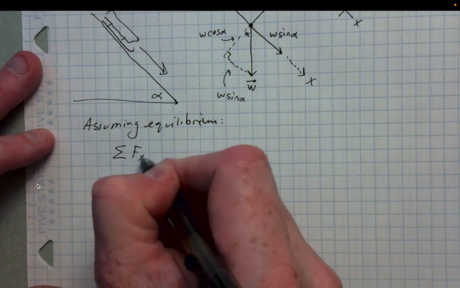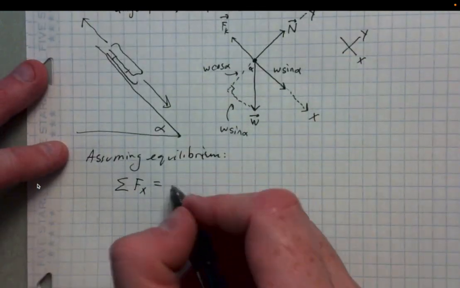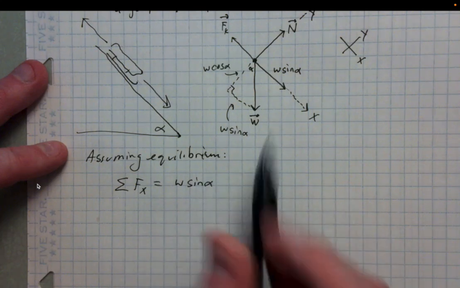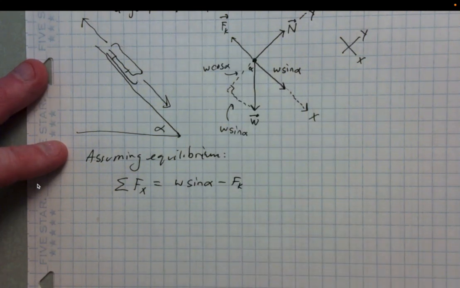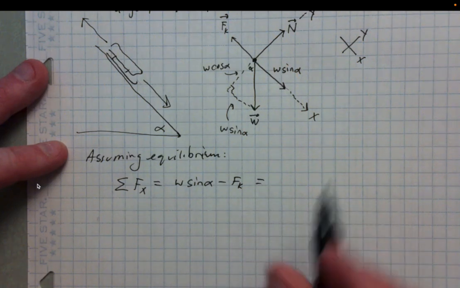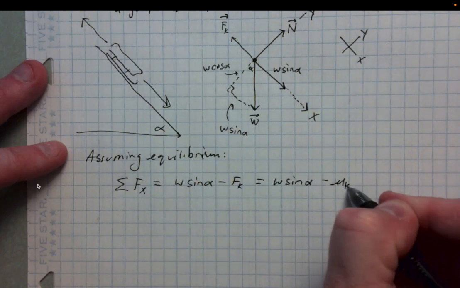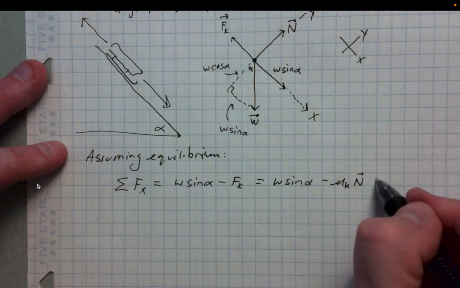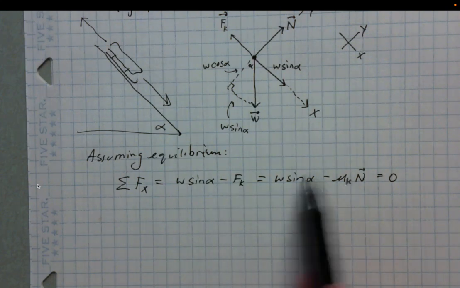The sum of the forces in the x direction would be equal to, well, you've got this W sine of alpha, and we'll take that to be the positive direction, minus the force of kinetic friction. And we can rewrite that as W sine alpha minus mu sub k times the normal force. And that needs to equal 0, right? Remember, there's no acceleration, but we have velocity with no acceleration. So Newton's first law says that this sum of the forces needs to equal 0.